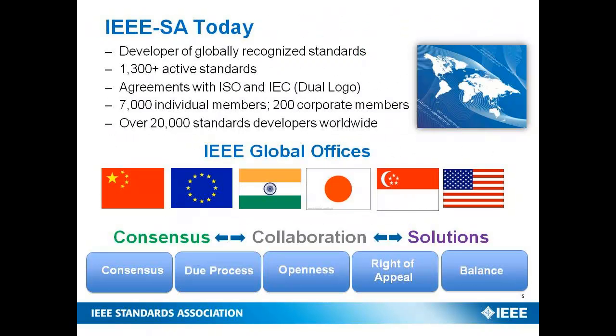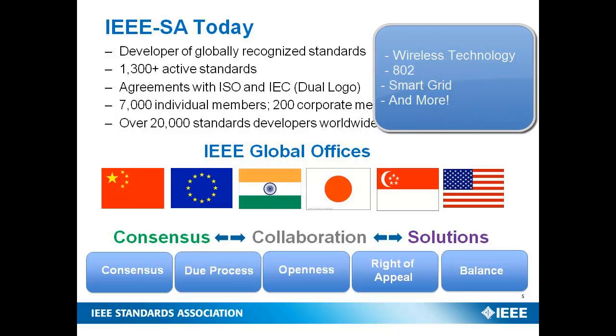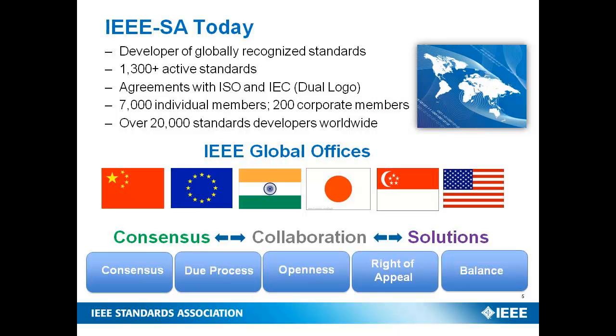The IEEE Standards Association, known also as IEEE-SA, is the organization within IEEE that oversees the development of IEEE standards, including the design automation standards we'll be talking about today. Some other well-known IEEE standards include those about wireless technology, 802, or smart grid, just to name a few of the over 1,300 standards in the IEEE standards portfolio.